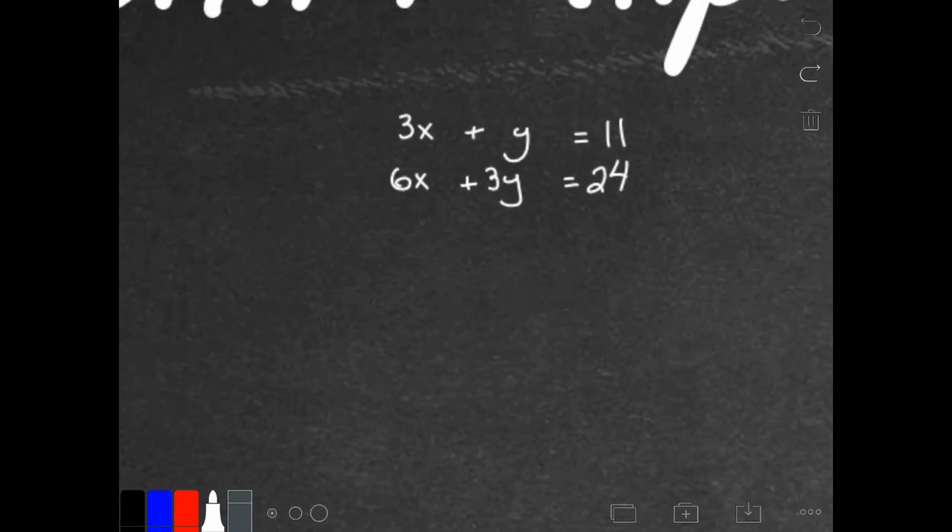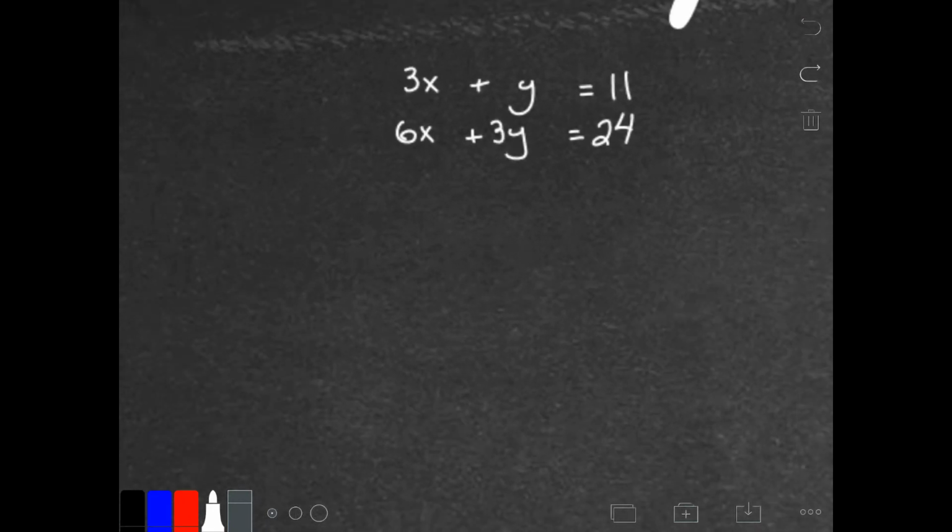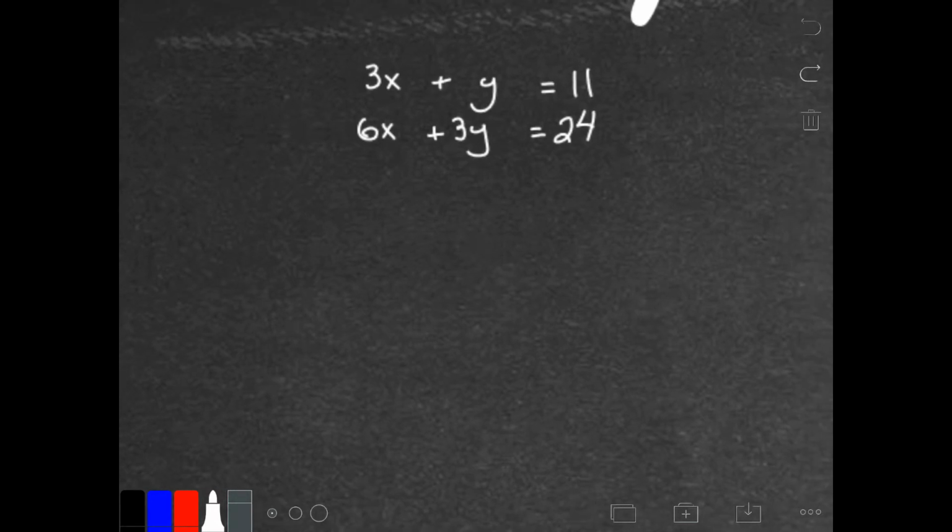How about my second one here? Well, I don't have opposite signs here, but I have a couple different options. I can take the first equation and multiply it by 2 to give me a 6x. I can multiply it by a negative 2 to give me opposite signs. Or I could even match up my y variables by multiplying by a 3 or a negative 3. Remember, the smaller the numbers, the better. So I'm going to multiply by 2.